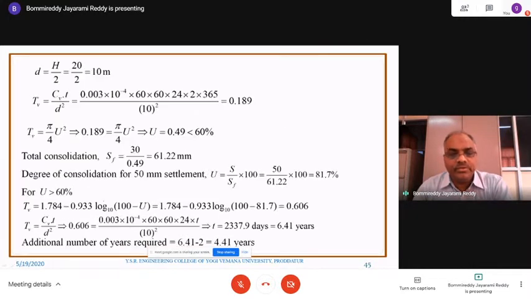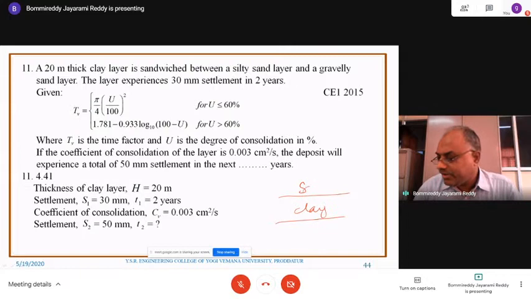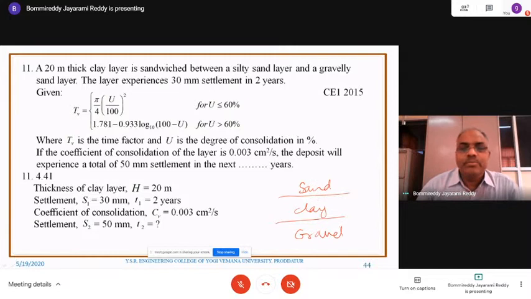And this is one more problem, which is from 2015. A 20-meter thick clay layer is sandwiched between silty sand and a gravelly sand layer. So that means the clay layer is sandwiched between a sand layer on one side and gravel on the other side, so through both of these, water can pass. So the clay is under double drainage condition.